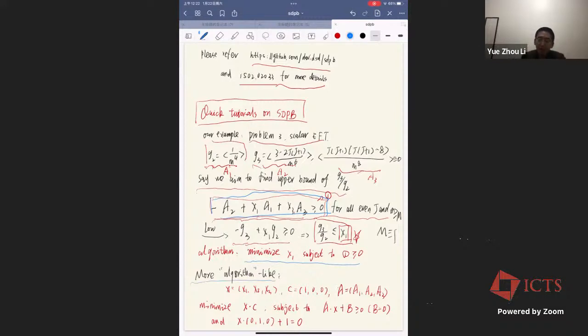Suppose we now introduce a vector called x. X is a three-dimensional vector. It has x1, x2, and x3. Then we introduce another vector, we call it c, which is 1, 0, 0. And we introduce another vector, a, that is just a vector of a1, a2, and a3. So how can we make the algorithm more general and more abstract? The idea is that the algorithm now is we minimize x dot c subject to a dot x plus b being positive and subject to x dot something plus something being zero. This is actually just a normalization condition.